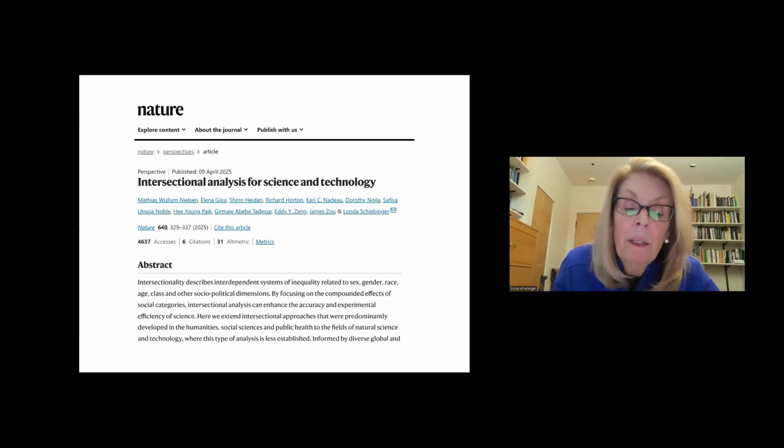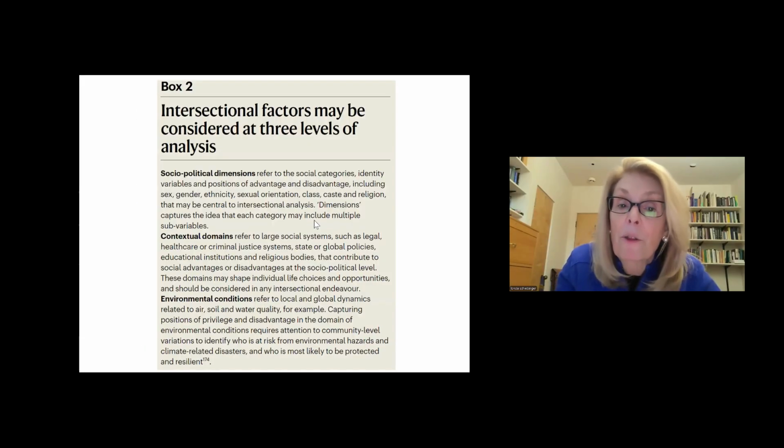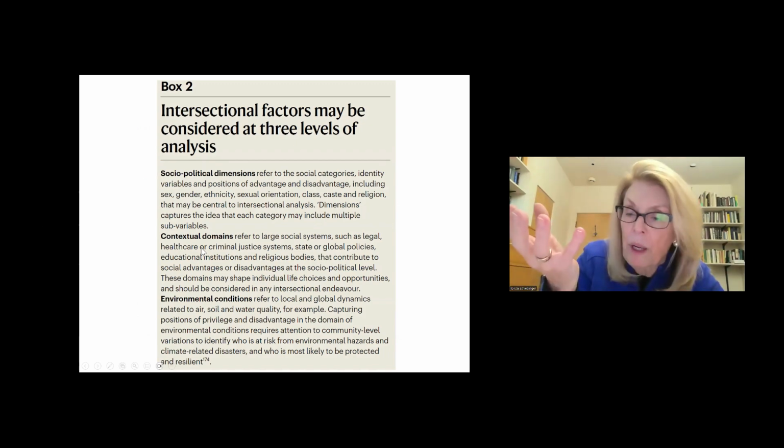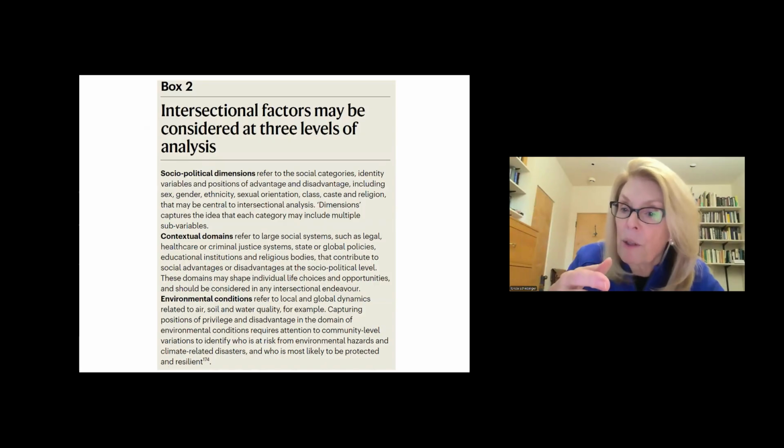In this paper, we conceptualize intersectional factors at 3 interconnected levels. The socio-political dimensions, which I've been talking about, like sex and gender, and so on and so forth. But then we also want to look at the contextual domains, the larger systems in which these are embedded, such as the legal system, healthcare system, criminal justice system. And then these are all part of environmental conditions, which is so important, such as soil quality, water, these sorts of things.